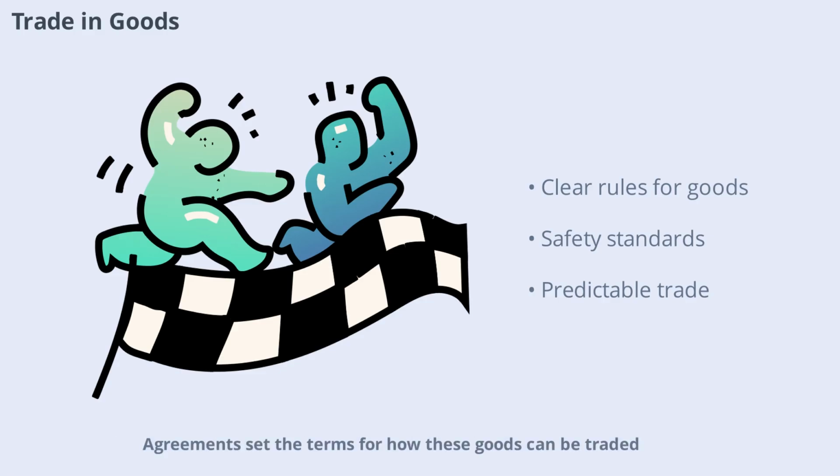Agreements set the terms for how these goods can be traded, including rules on tariffs, safety standards, and labeling requirements. By clarifying these rules, trade agreements help businesses plan their operations and reduce the risk of unexpected costs or delays. This makes international trade more predictable and efficient.